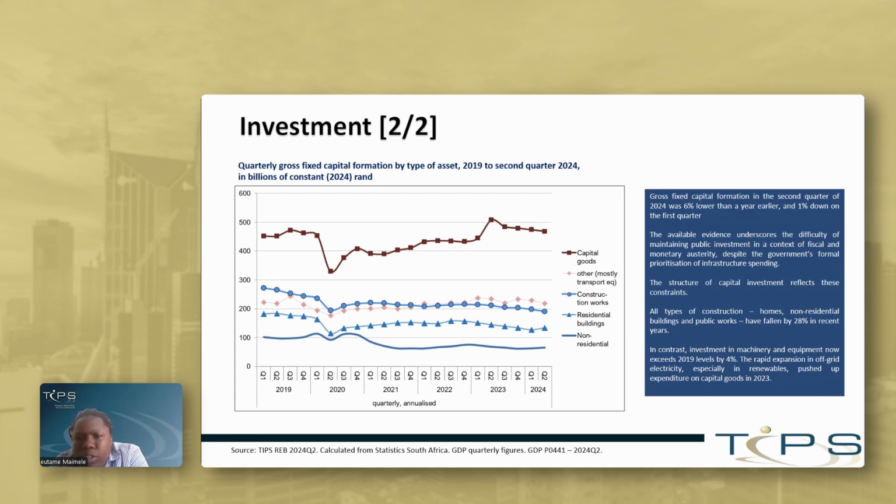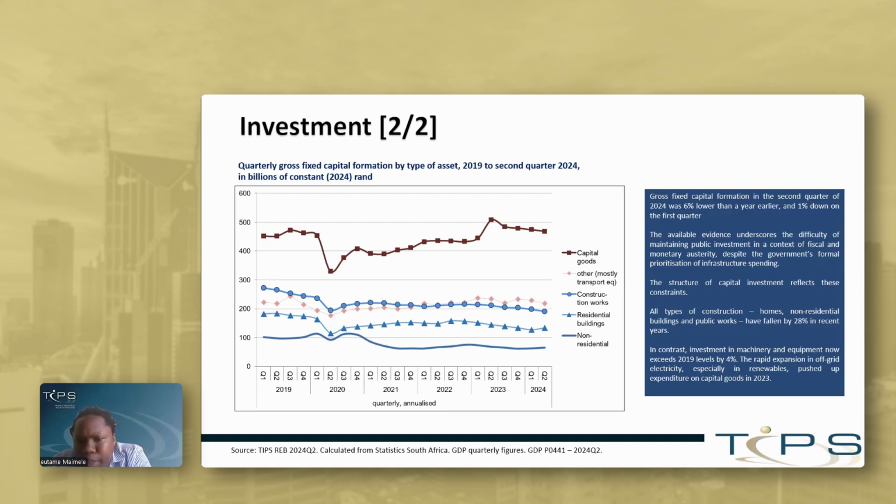Still on investment, looking specifically at gross fixed capital formation, in the second quarter we've seen that it was 6% lower than a year earlier and 1% down on the first quarter. And available evidence underscores the difficulty of maintaining public investment in the context of fiscal and monetary austerity. Again, you see some of the other issues that I've highlighted affecting the performance of the South African economy coming out in the presentation again.